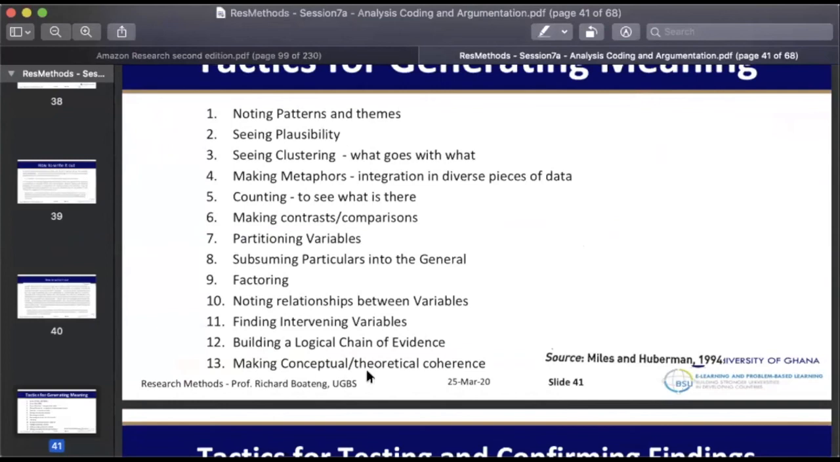And then you also have noting relationship between the variables, finding intervening variables. Is this occurring because something is mediating the two? And then building a logical chain of evidence and making conceptual and theoretical coherency. So making sure that there's a logical chain of evidence in what occurred, and it's very possible for us to know that you were there. Then you have another one that talks about making conceptual and theoretical coherence. What you have found, which concepts, which theories does it compare to?